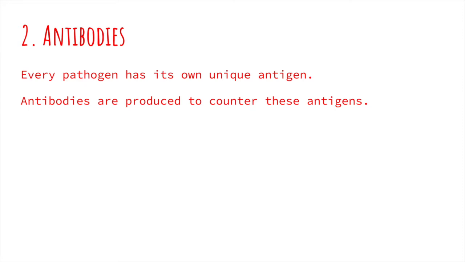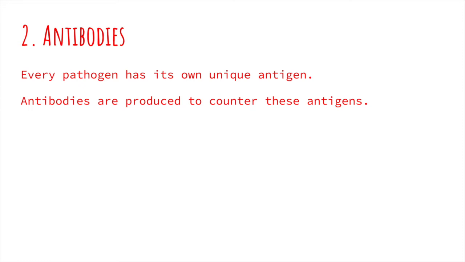So when pathogens get into your body, the thing that actually makes you ill is something called an antigen, and each pathogen has its own unique antigen, and it's this that makes you ill. It's like a little spiky bit on the outside of your pathogen. Think of those pictures of the coronavirus going around, it's those blobby bits on the outside, and your body produces antibodies to counter these antigens.